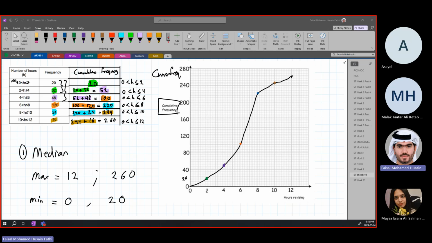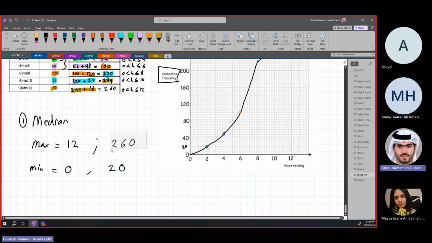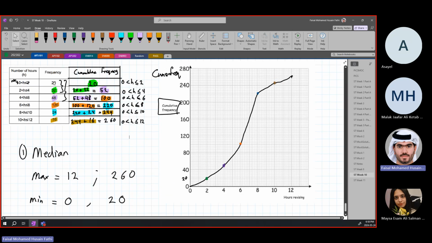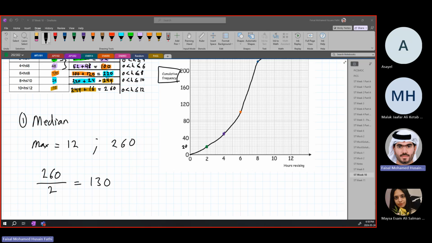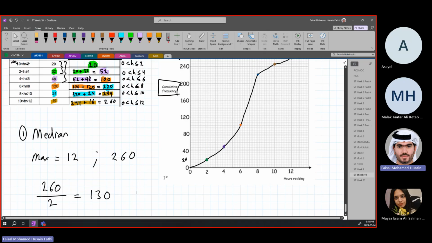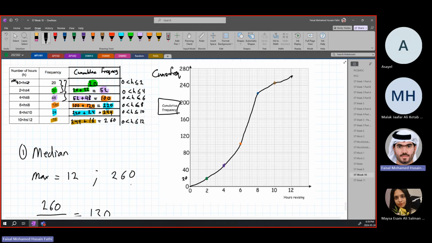Yes, the median. Again, our maximum is at 260. This 260 is basically our total cumulative frequency, which we need to find. The median is going to be half of that frequency, so 260 divided by 2, which gives us 130. This is how we can find the median, using the middle of the frequency point.